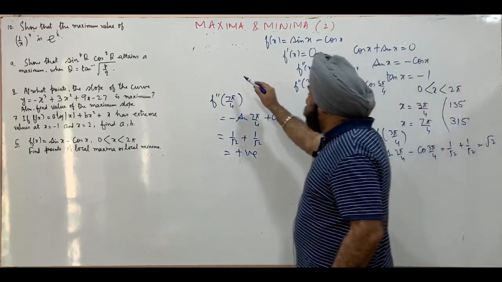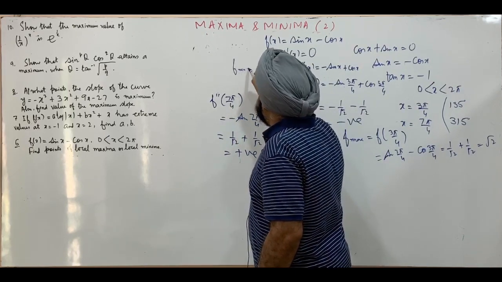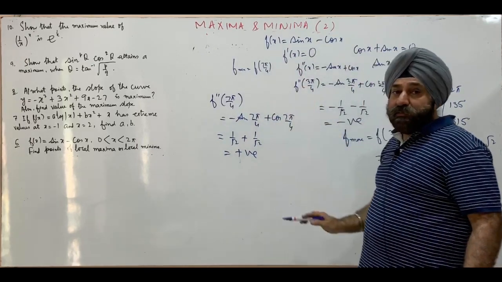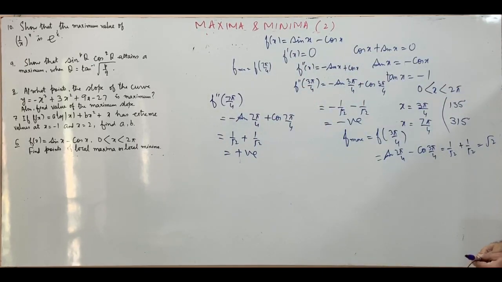So what will be the minimum value of the function? F minimum will be f of 7 pi by 4. So put x is equal to 7 pi by 4 to get the minimum value of the function.